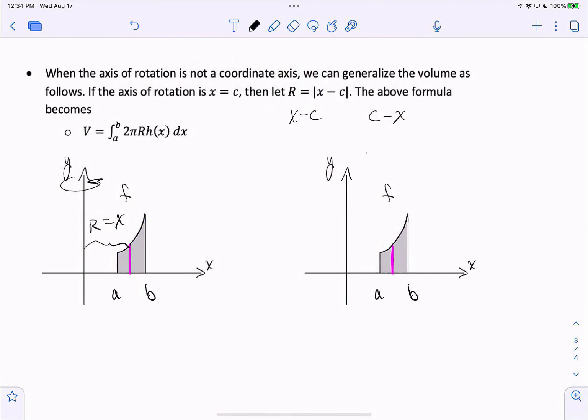Let's suppose our axis of rotation is some positive number less than a. x is equal to c, right? So the axis of rotation is between the y-axis and the region. Then, of course, the distance between the y-axis and the representative rectangle is x, and the distance between the line x equals c and the y-axis is, of course, c. Therefore, the distance between the representative rectangle and the line x equals c is given by x minus c. Then we have this situation here.